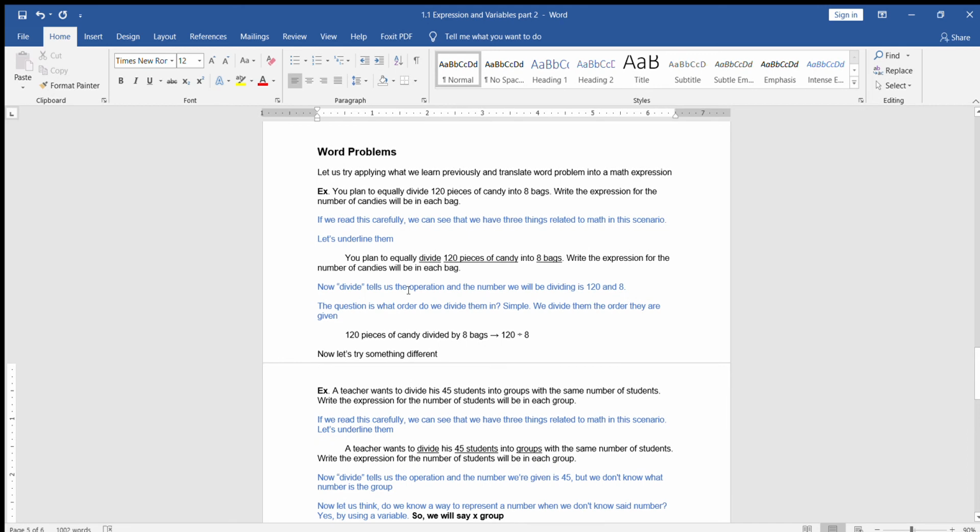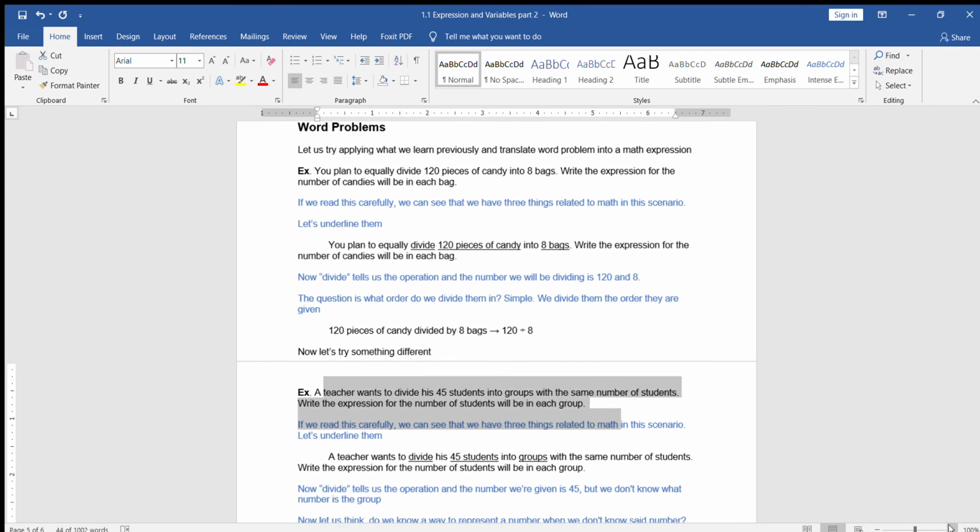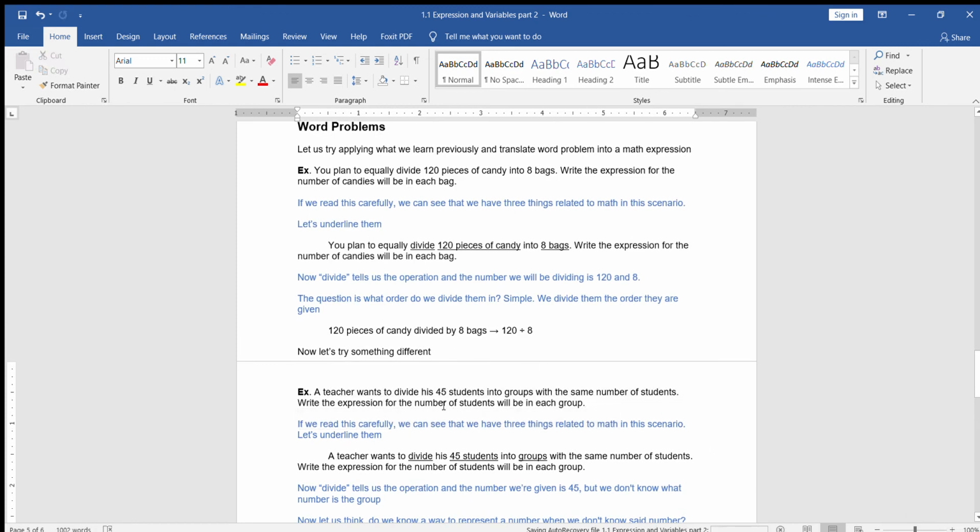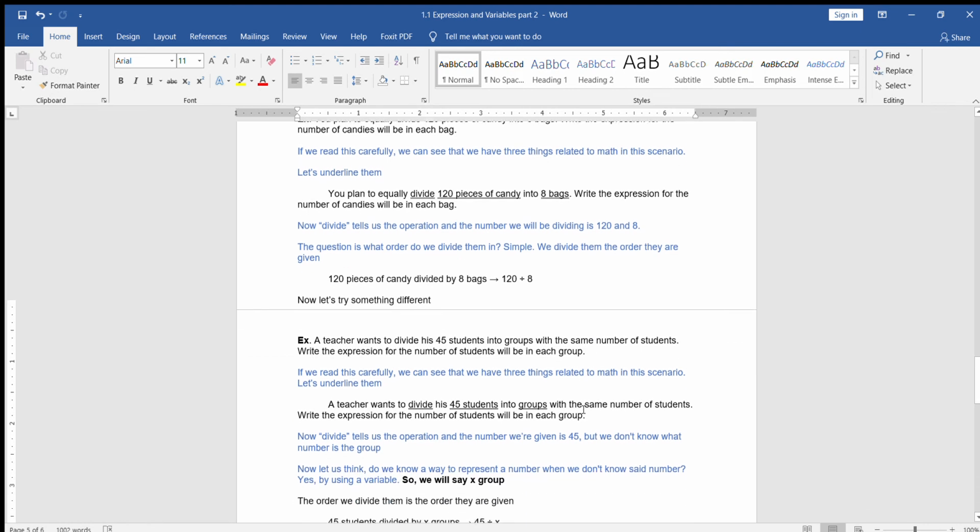So let's try the next example. This one's a bit harder. A teacher wants to divide his 45 students into groups with the same number of students. Write the expression for the number of students that will be in each group.